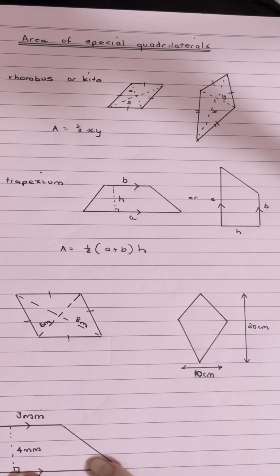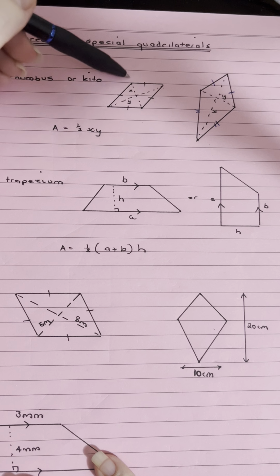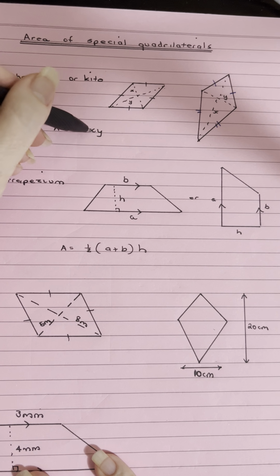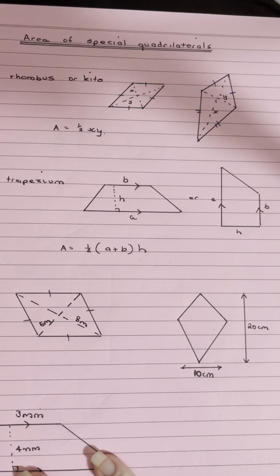But what you'll notice about questions with that is you're given the internal diagonal lengths in there. And so we call them the x and y, and your rule is a half xy.